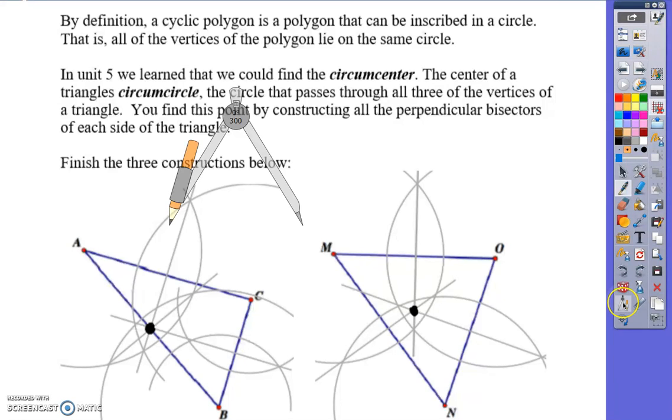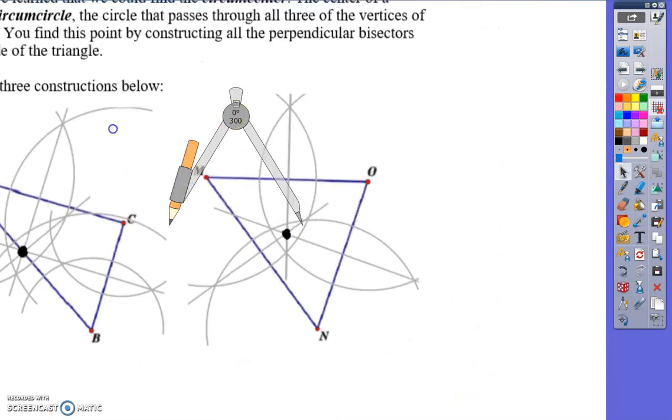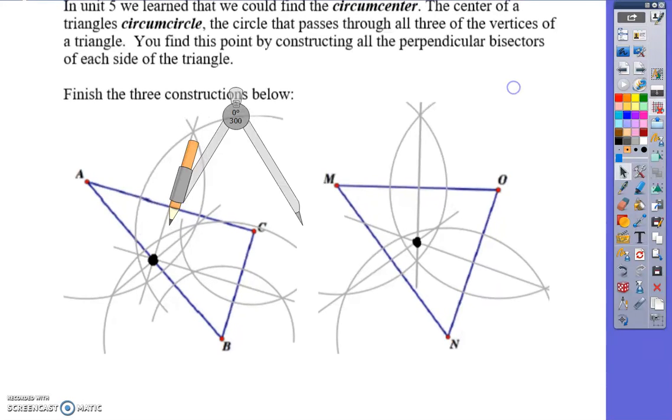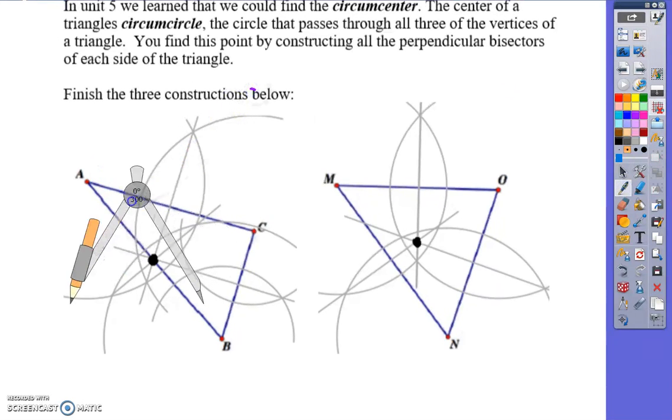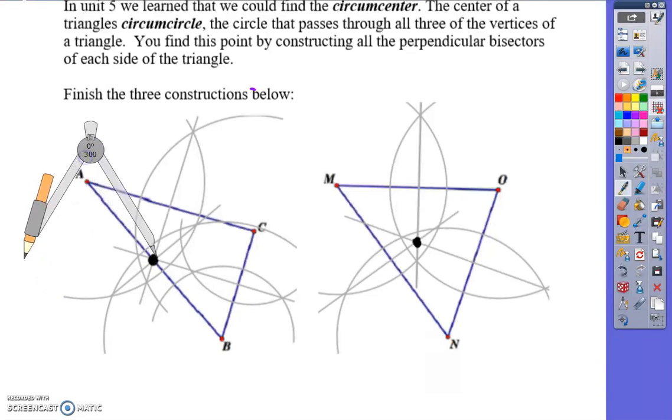But all that means is I want you to draw circles. So what we're going to do is place our compass point on the big black dot that I've hand drawn, which is the circumcenter.